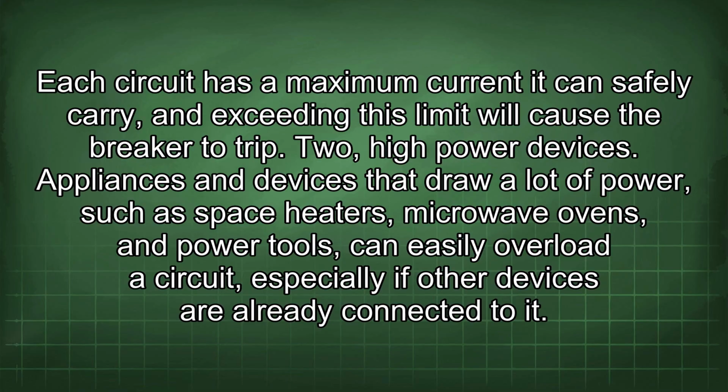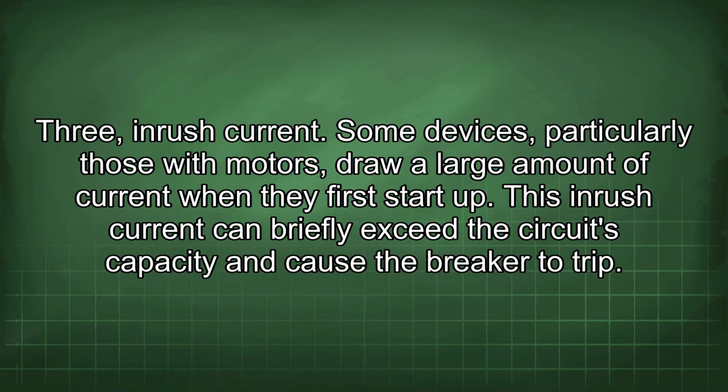Appliances and devices that draw a lot of power, such as space heaters, microwave ovens, and power tools, can easily overload the circuit, especially if other devices are already connected to it. 3. Inrush current. Some devices, particularly those with motors, draw a large amount of current when they first start up. This inrush current can briefly exceed the circuit's capacity and cause the breaker to trip.